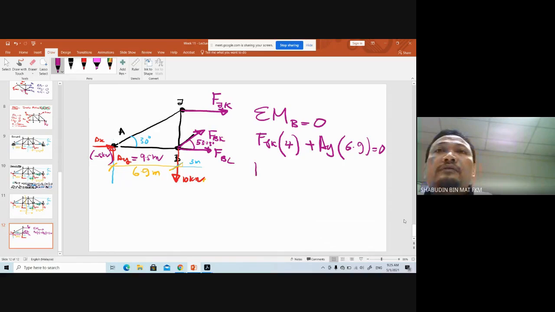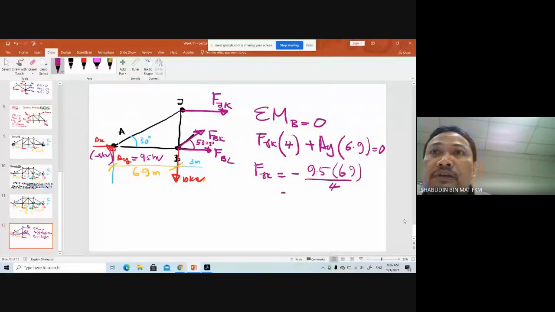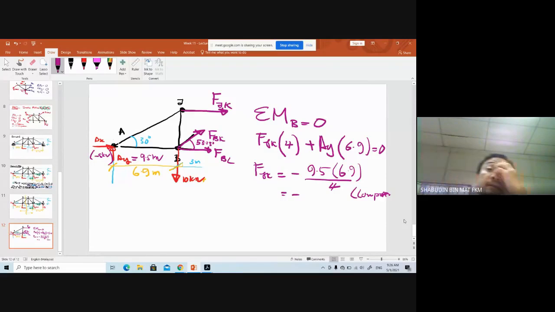So FJK is equal to negative AY, which is 9.5 multiplied by 6.9 over 4. It is negative, meaning it is in compression. Okay, tell me FJK is what? FJK is in compression.